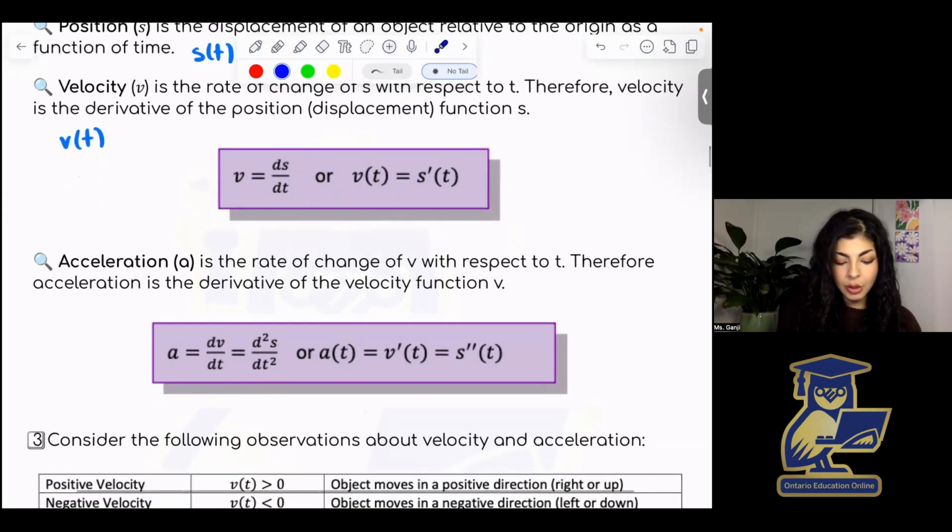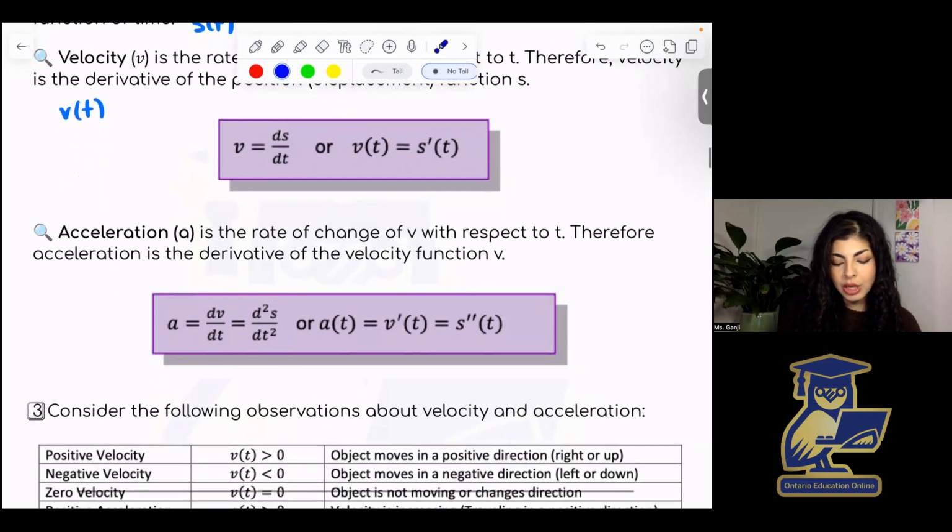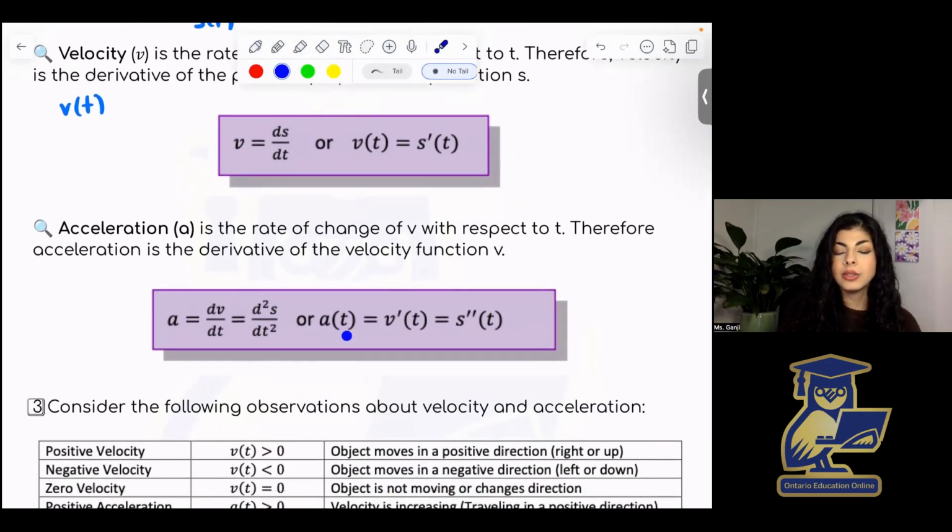And so how we denote that, acceleration is going to have the a notation, and this is dv by dt, but dv by dt from the definition up here is in itself a derivative, so we technically have d squared s by dt squared because our original function here was s. And in function notation, we say that a of t, so acceleration at time t, is equal to v prime of t, so the derivative of the velocity, or s double prime of t, which is the second derivative of the displacement.